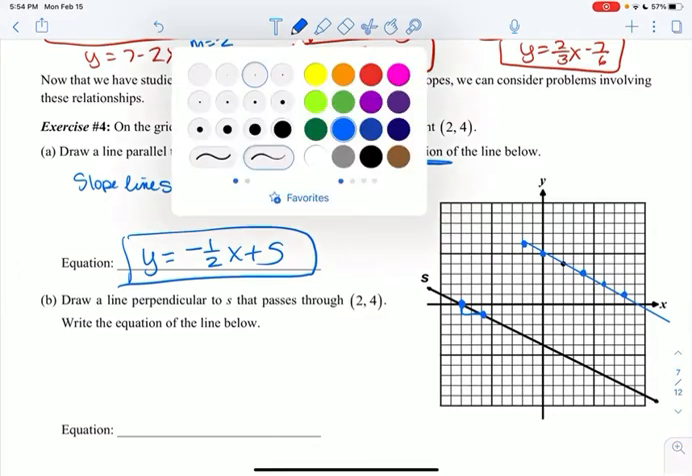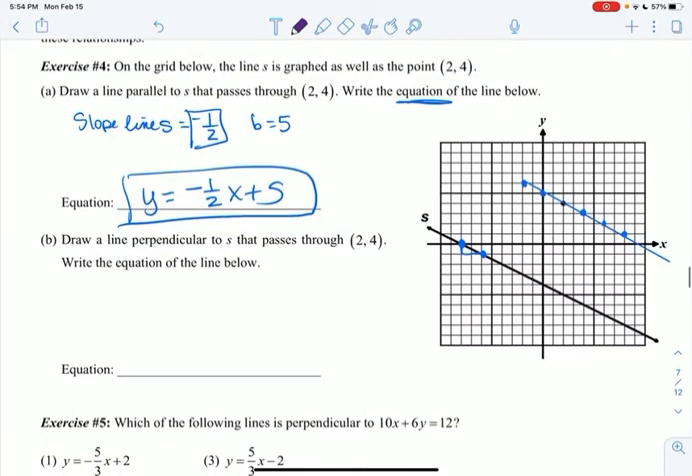And I want to do something really, really similar for part B. I want to draw a line that's perpendicular to line S that goes through the point 2,4. So remember, the slope of line S was negative 1/2. So the perpendicular slope is going to be positive 2 over 1. Change the sign and flip it. So from the point 2,4, I'm going to go up 2 over 1, up 2 over 1, and let me go down 2 over 1, down 2 over 1, down 2 over 1, down 2 over 1.